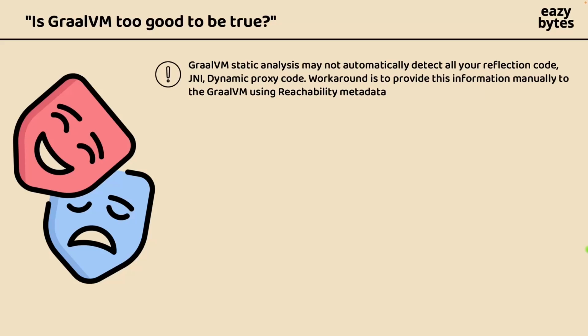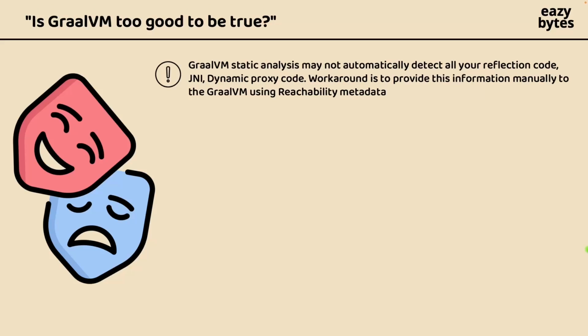That doesn't mean we cannot use GraalVM for applications where we have dynamic code implementations. There is a workaround like we discussed. The workaround is to provide this information manually to GraalVM using reachability metadata. So with this metadata, we're telling GraalVM, these are the reflections, these are the dynamic proxy code, these are the dynamic resources that I'm using. If you provide all such information using the configurations, GraalVM is going to take care of it behind the scenes.